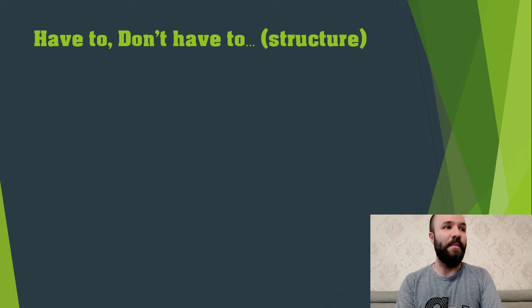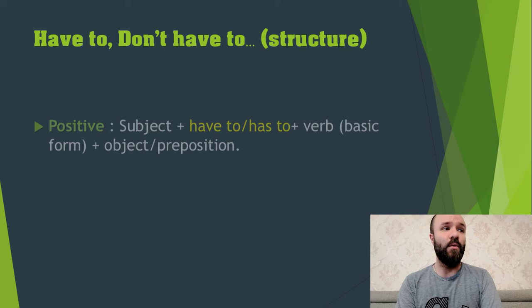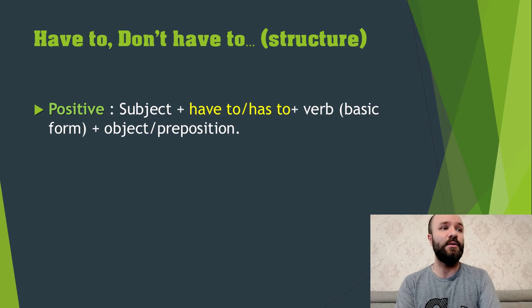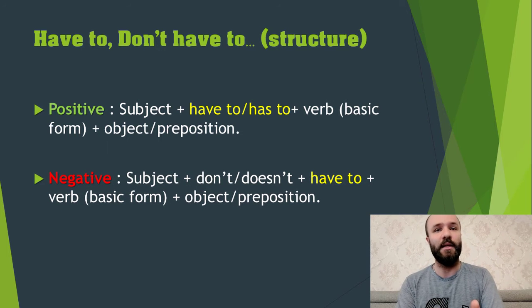So let's talk about have to, don't have to, and at first it's the structure. The positive form is subject plus have to or has to plus verb in basic form again plus object or preposition. And the negative form is subject plus don't or doesn't plus have to plus verb in basic form plus object or preposition. Remember, we don't use haven't to here, okay? Doesn't or don't. Doesn't have or don't have.